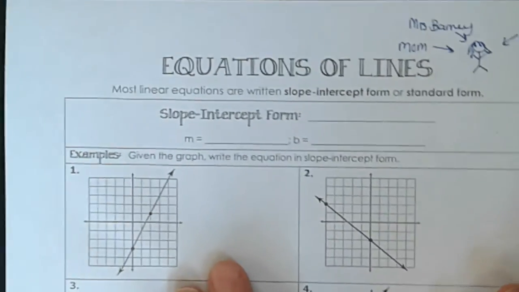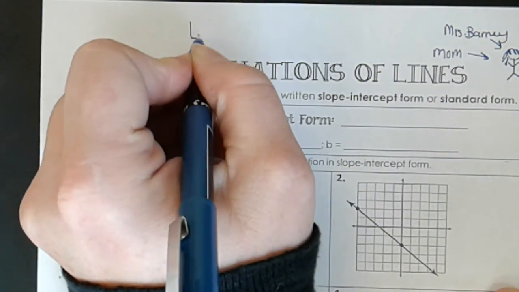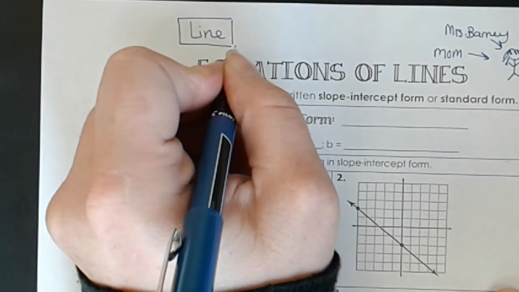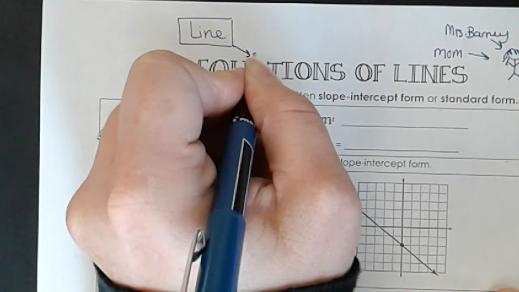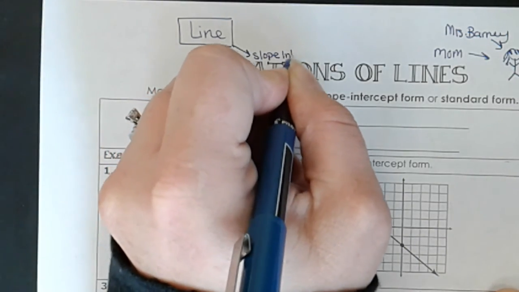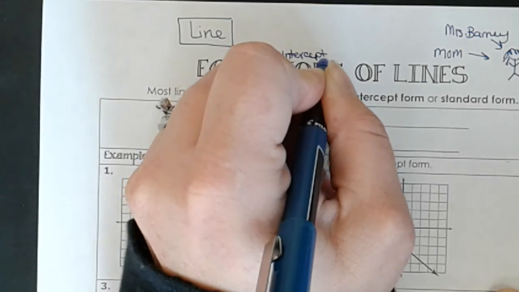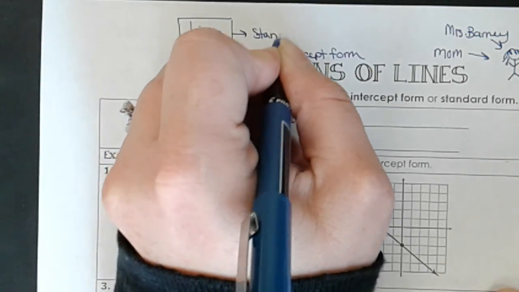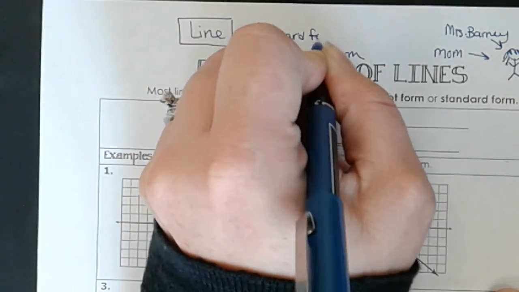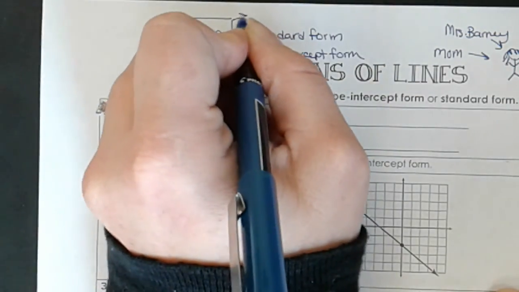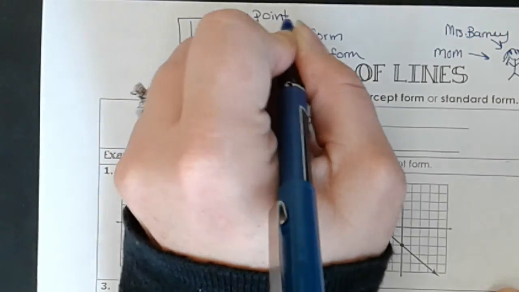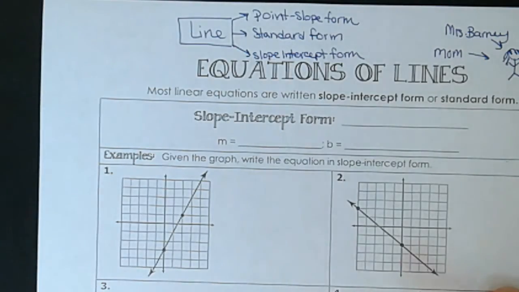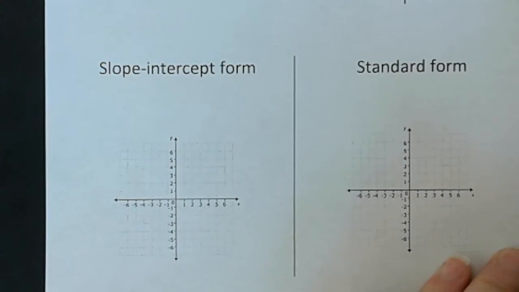Well, when we're talking about lines, I want you to think about the same thing. So here's a line. And it has lots of different forms. Okay? So we might write it in slope-intercept form. We might write it in standard form. Or we might write it in point-slope form.